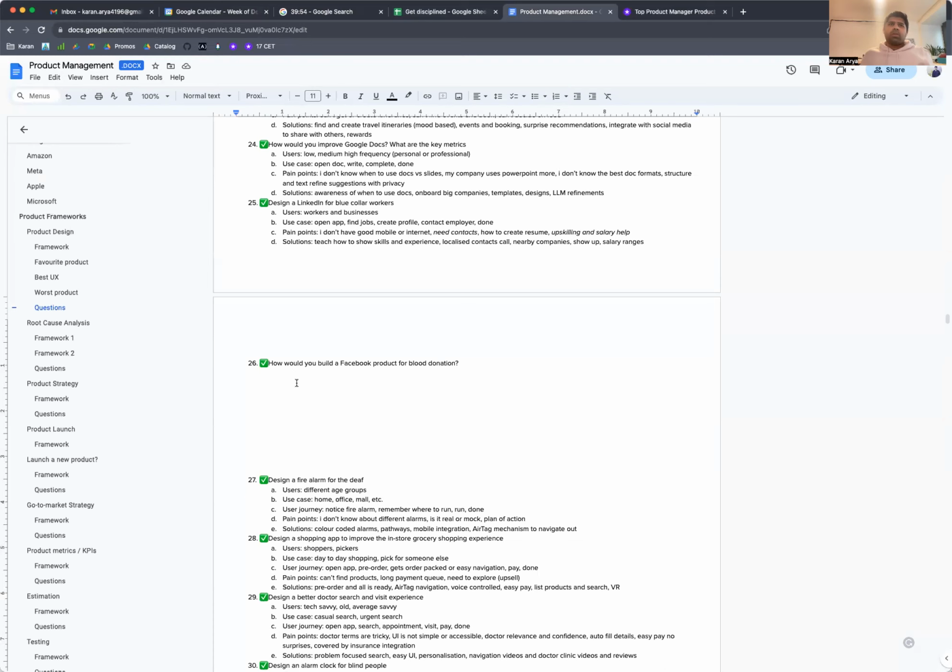So since we are talking about building a Facebook product for blood donation, this is how I would structure our discussion for today. Let's begin with some clarifying questions. Try to understand the scope of the problem, the goal of the problem. Why are we actually trying to build a Facebook product for blood donation? And we can look at any possible constraints, like resource constraints or time constraints. So that would be our set of clarifying questions.